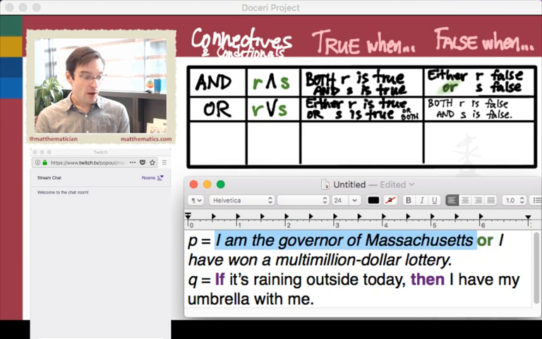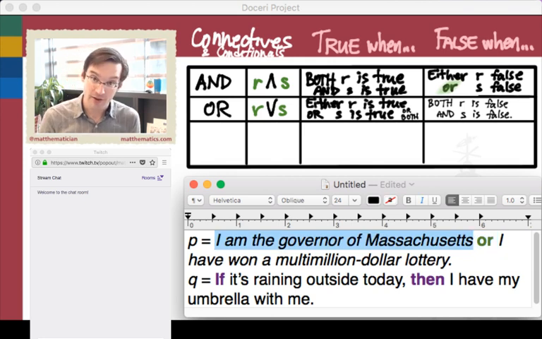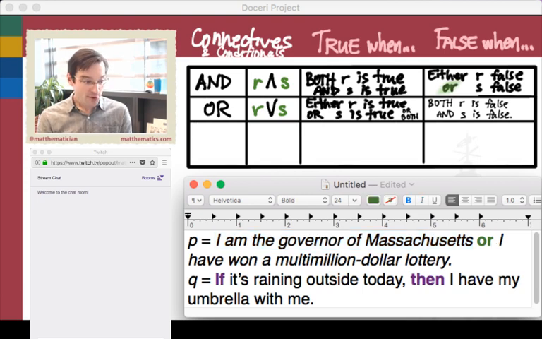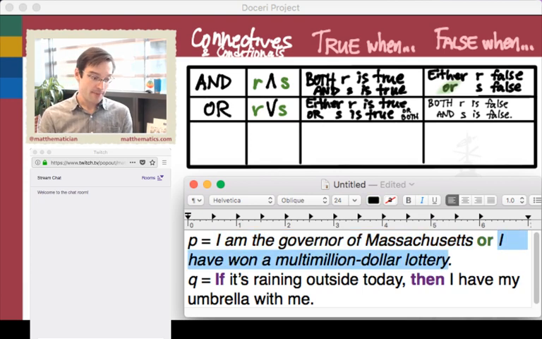So if you're going to prove me wrong, you have to prove why I am not, in fact, the governor of Massachusetts. That's easy enough. Go to the governor's office webpage. Governor's name is Charlie Baker. Probably my name is not Charlie Baker, so I'm not the governor. But you would also then have to address the lottery claim, right? Because you need to show both pieces are false.